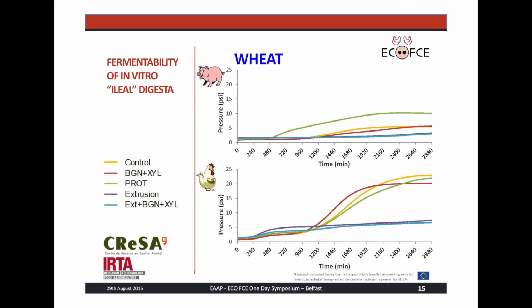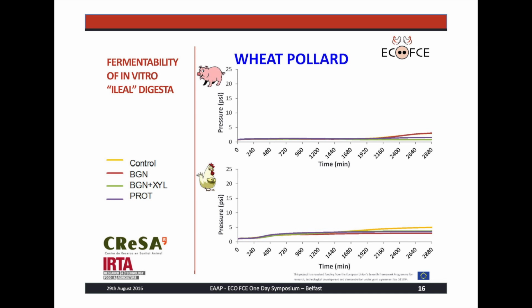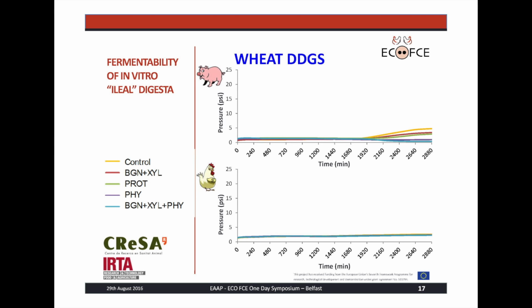For wheat pollard, there was not a lot of fermentation going on. At the very end, there was a slight increase with the beta-glucanase addition. And here again, you can see that the most gas production is with the control without enzymes, and then the addition of enzymes reduces slightly the gas production. With the wheat DDGS as well, you can see here it takes quite a long time to start the fermentation, and also again you can see with the control it's much higher, more fermentation than when enzymes are added.